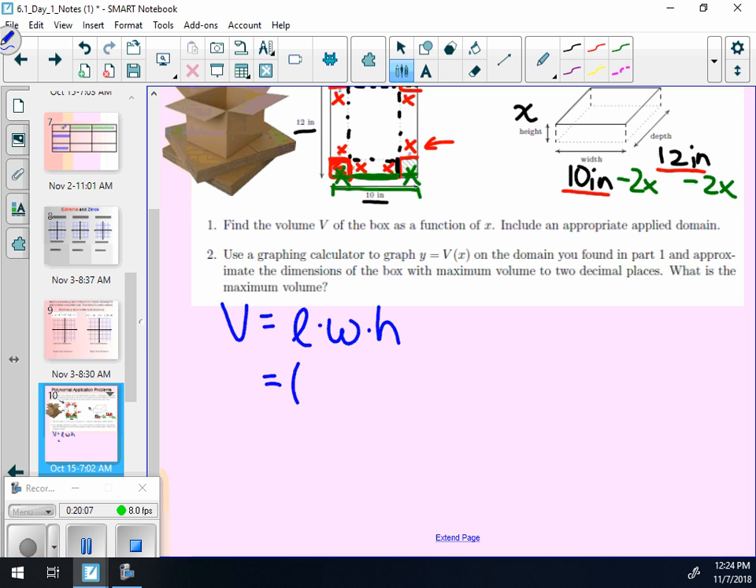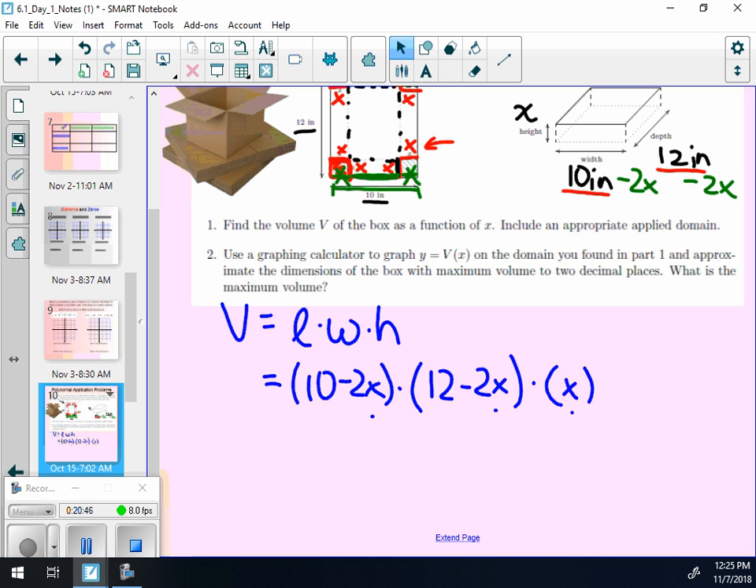So our length, I'm just going to say, is going to be 10 minus 2x. Just going in order here. Width is 12 minus 2x. And our height is just x. So if we look at this and we multiply it out, are we going to get a quadratic? How many x's do we have that we're going to multiply by? 3. So we're probably not going to end up with a quadratic. You're probably going to end up with some cubic polynomial. Right? So take a few moments, multiply that out.